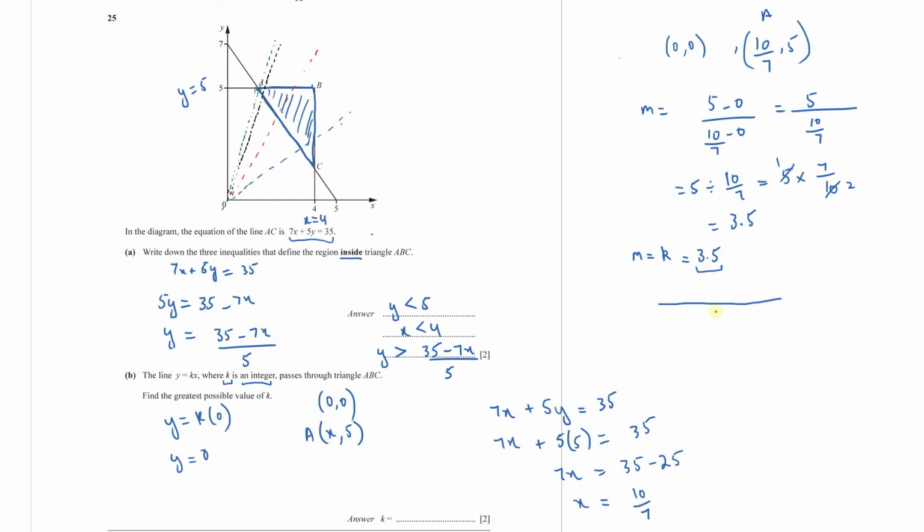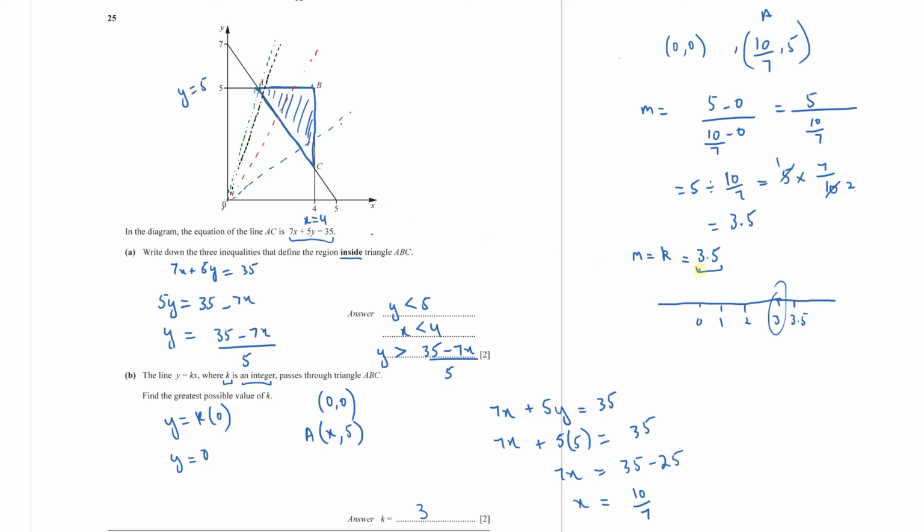If you draw the number line, 0, 1, 2. Oh, I missed one here. So if you draw the number line 1, 2, 3, and then 3.5 will be somewhere here, not that far away. So the greatest possible integer value would be 3. So k equals 3 in this case.